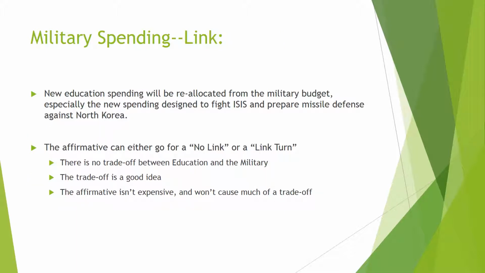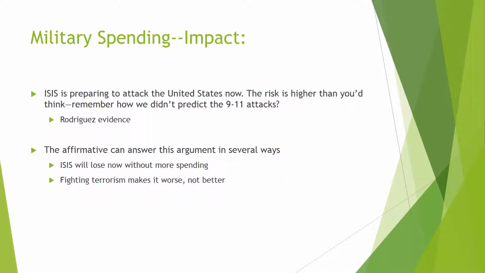On the link debate, the negative will argue that new education spending will be reallocated away from the military budget. The affirmative can go for either a no-link or a link turn argument, saying first that there is no trade-off between education and the military. They could say that the trade-off is a good idea, and they can also play defense, saying that the affirmative isn't expensive, and even if there is a trade-off, it won't be big enough for anyone to care about.